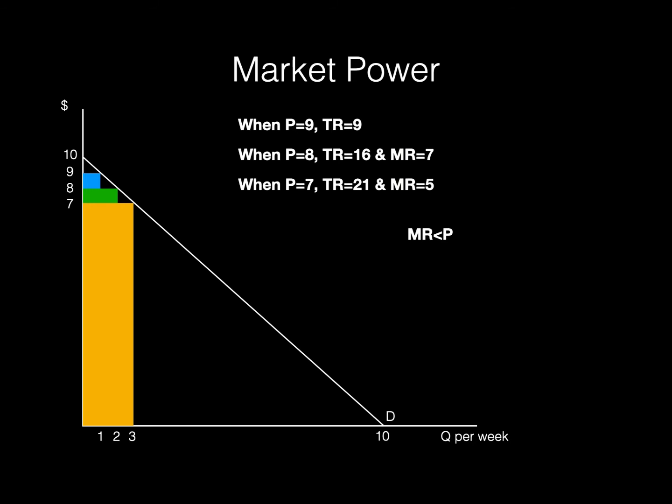Again, this is because to sell more, the firm had to lower its price on all of the units it sells, not just the last one. So now the firm sells the first 2 units for $1 less than it did before, and then sells 1 additional unit for $7. On net, the firm's additional revenue is just $5.